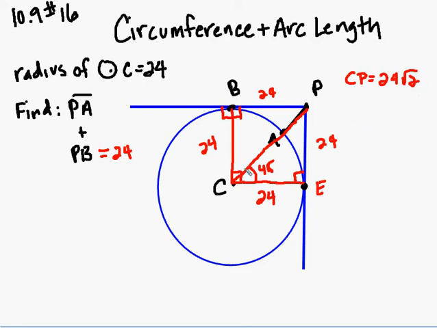And I know that PA is going to be CP minus CA. And I found that CP is 24 root 2. And I know that CA is the radius. So I'm left with my result, which is AP or PA is equal to 24 root 2 minus 24.